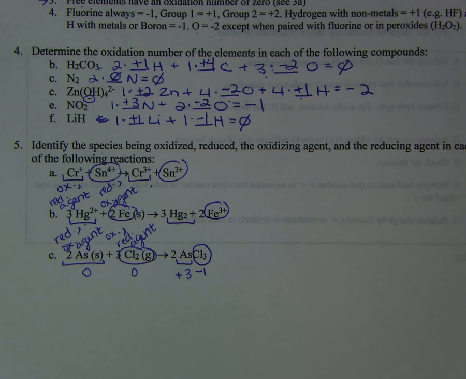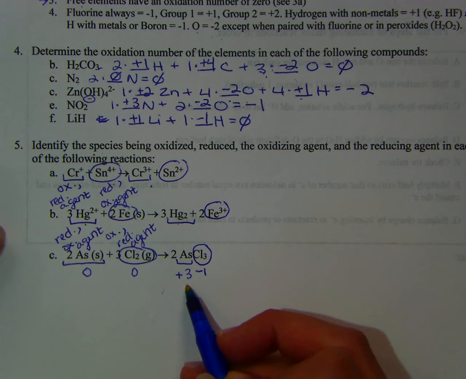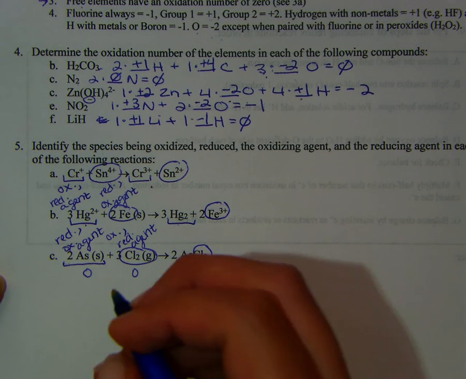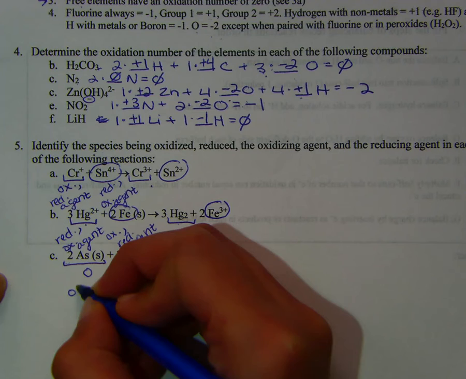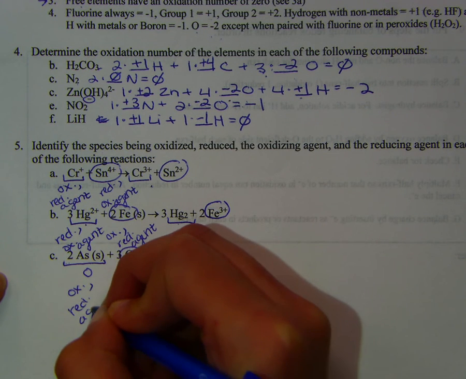So when I look at this species in here, it becomes more positive. If something becomes more positive, it must have lost something. If it lost something, that means it must have been oxidized. And if it's oxidized, it means it's the reducing agent.